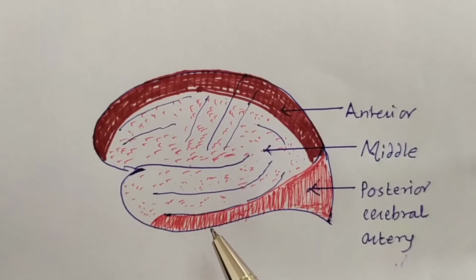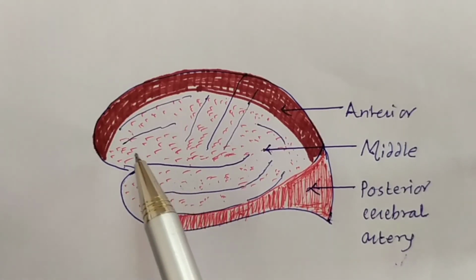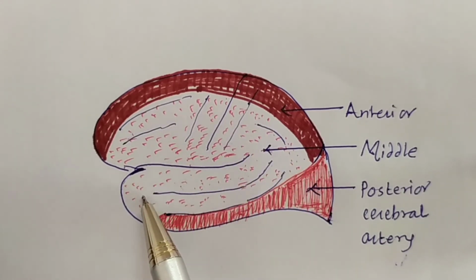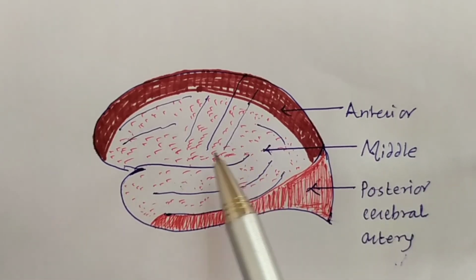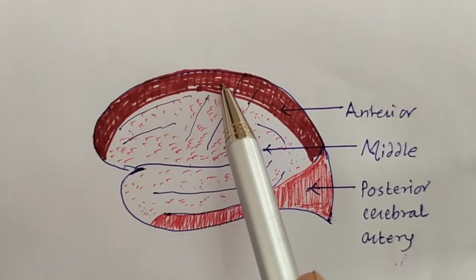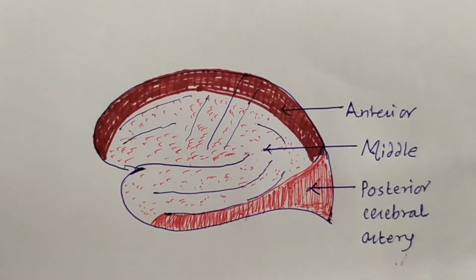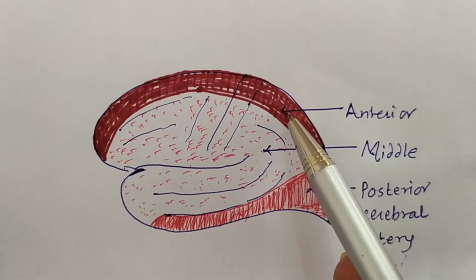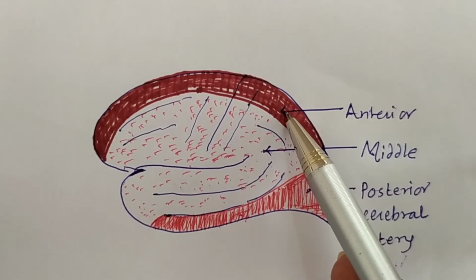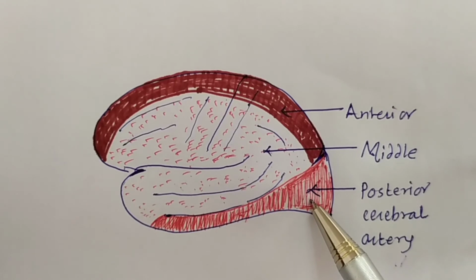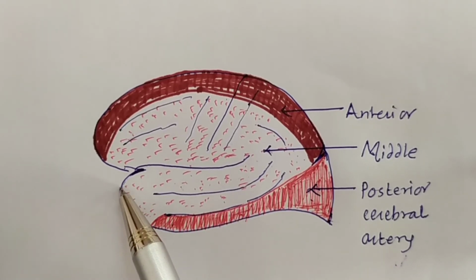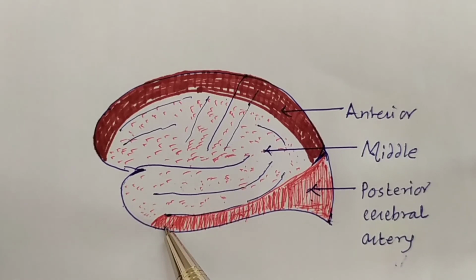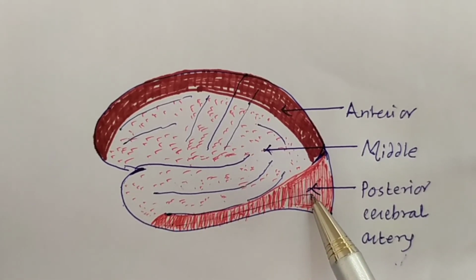Now we will see the blood supply to the superolateral surface. Most of the area of the superolateral surface is supplied by the middle cerebral artery. A less than 1 inch strip along the superomedial border up to the parieto-occipital sulcus is supplied by the anterior cerebral artery. The whole of the occipital lobe and the inferior temporal gyrus, excluding a part near the temporal pole, is supplied by the posterior cerebral artery.